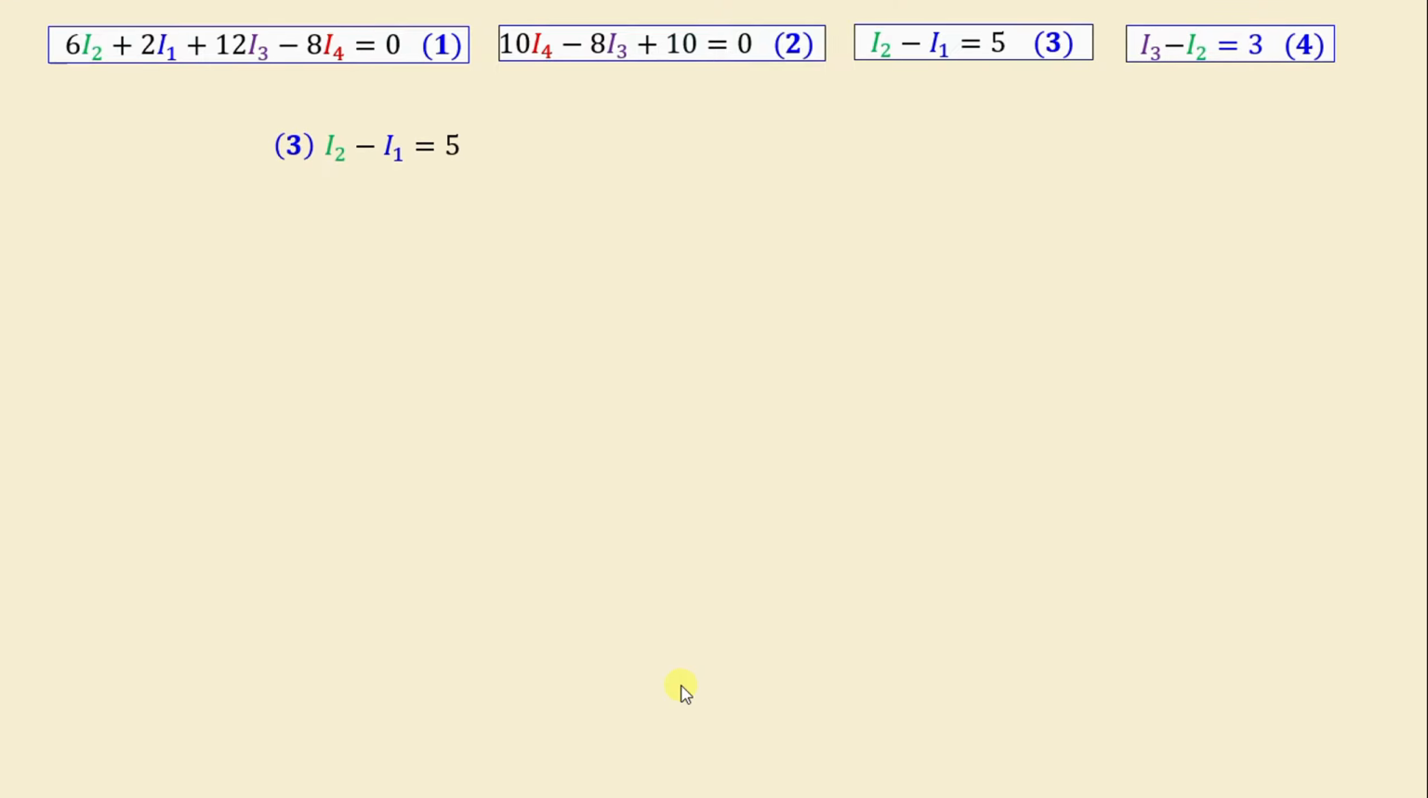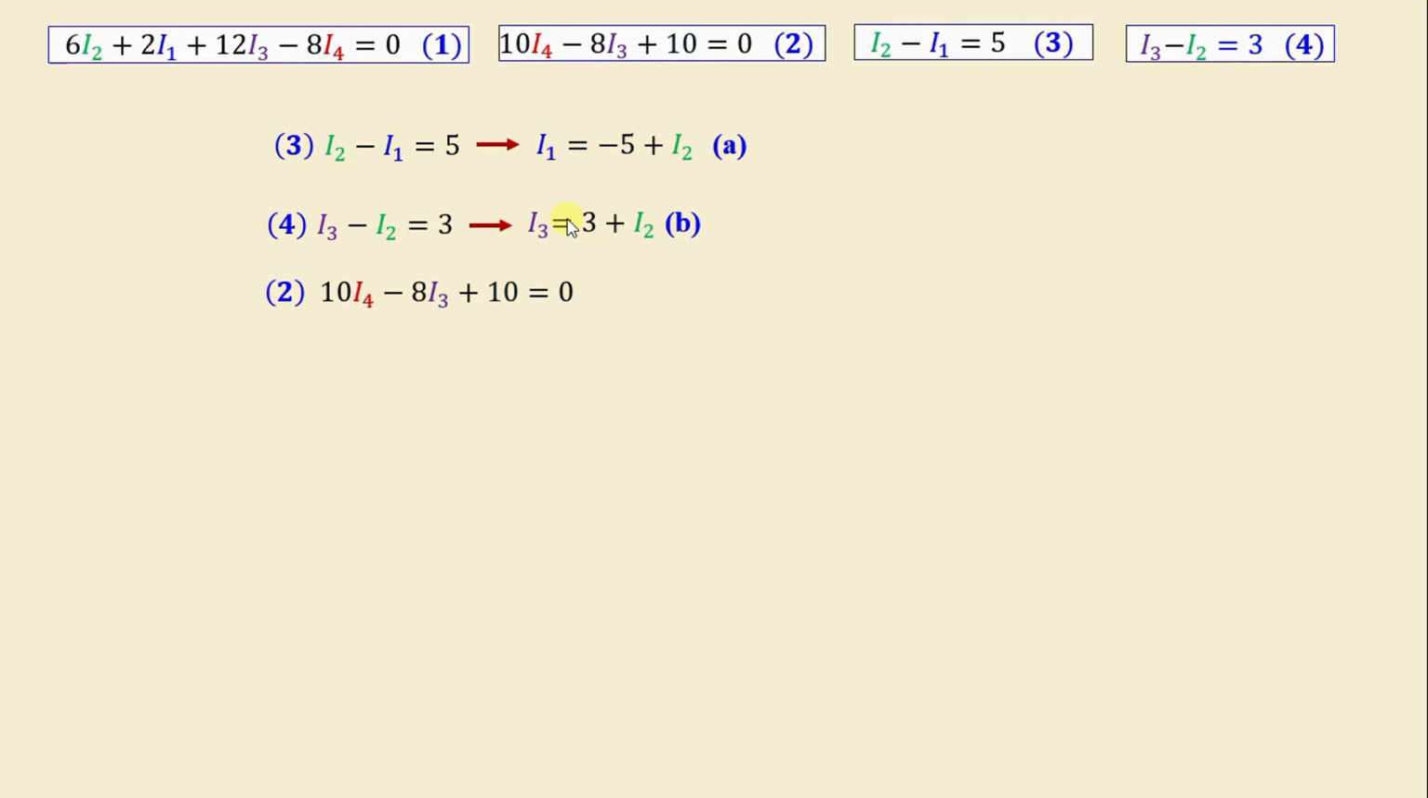Let's start first with equation number 3. We have I2 minus I1 is equal to 5. If we rewrite this equation, we obtain I1 is equal to negative 5 plus I2. We write I1 in terms of I2, and I will call this equation A. Let's move on now to equation number 4. We have I3 minus I2 is equal to 3. We can write I3 in terms of I2. I3 is equal to 3 plus I2 and I will call this equation B.